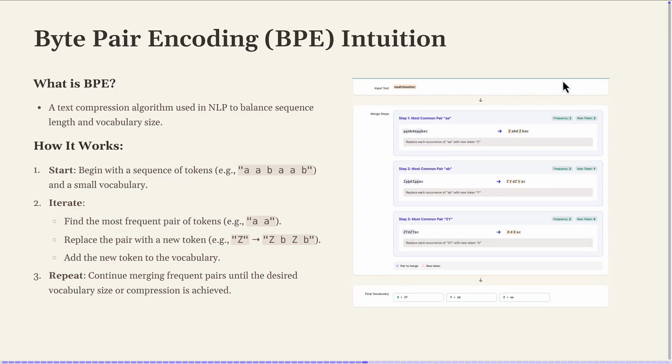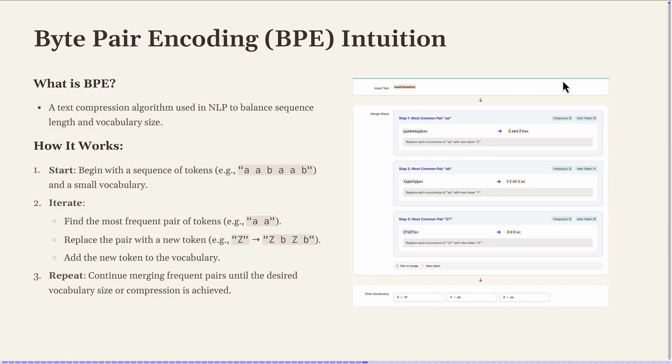Definition. So the idea is very simple. It's a text compression algorithm. So it will compress the text. It will reduce the vocabulary of a particular corpus, so it can be manageable using NLP, to balance the sequence length and the vocabulary size. Sequence length is long in character based tokenization, and vocabulary size is huge in word based tokenization, so it will make the balance between both.